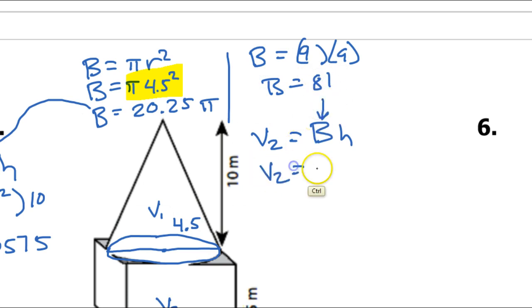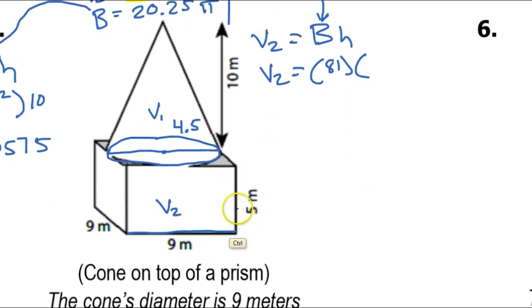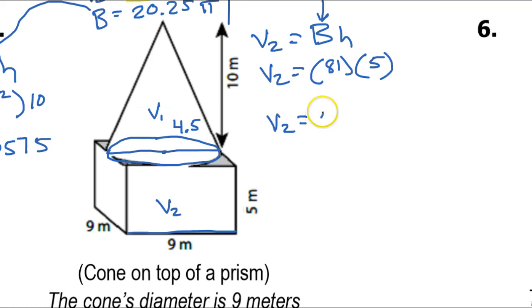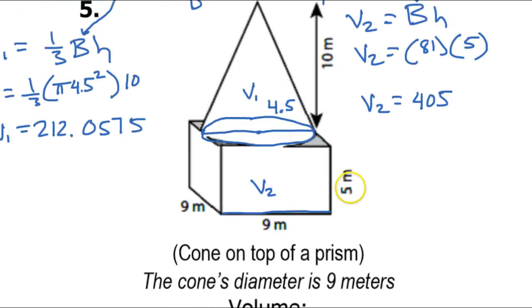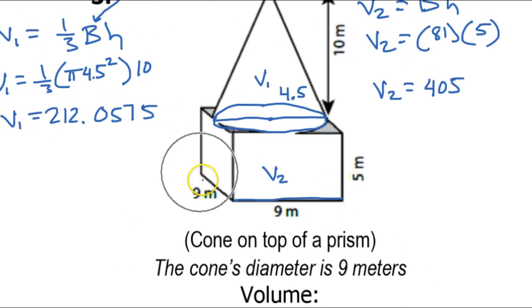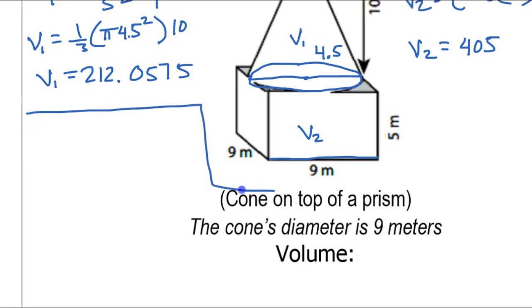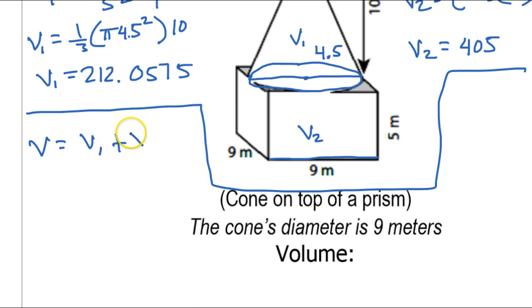So volume 2 is going to be 81 times the height of the prism, which is 5. So volume 2 is just going to be 81 times 5. So that's 405. So look, the overall volume of everything is going to be volume 1 plus volume 2. So that's what I'm going to do right now.